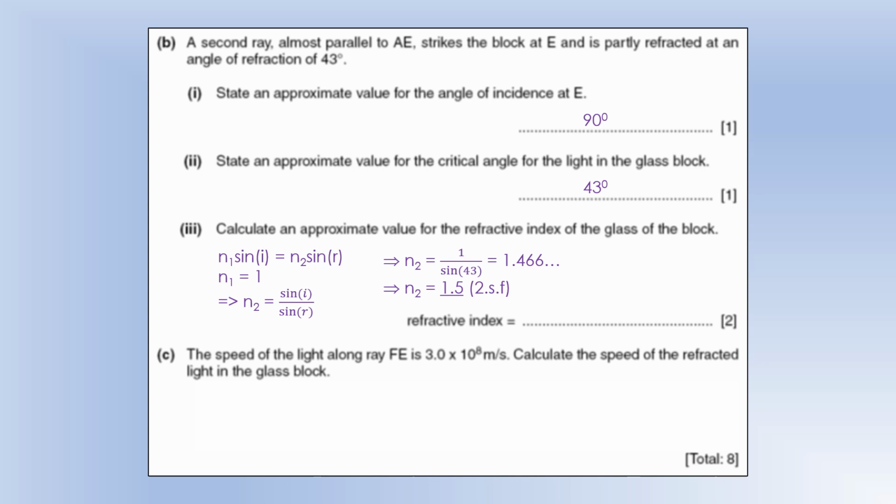The speed of light along the ray is 3 times 10 to the 8. Calculate the speed of the refracted light. So we're going to essentially use the fact that refractive index is speed of light in a vacuum, or air, they're the same, divided by speed of light in the material. We rearrange that to make the speed of light in the material the subject, plug the numbers in, and we can see we're going at 2 times 10 to the 8 meters per second in the glass.